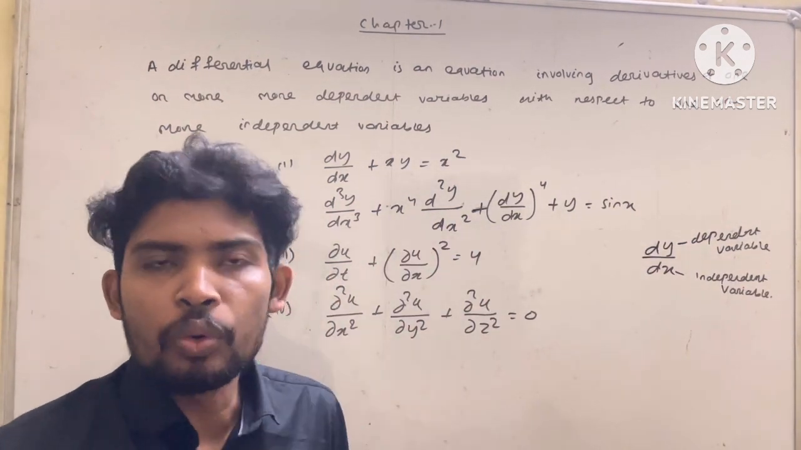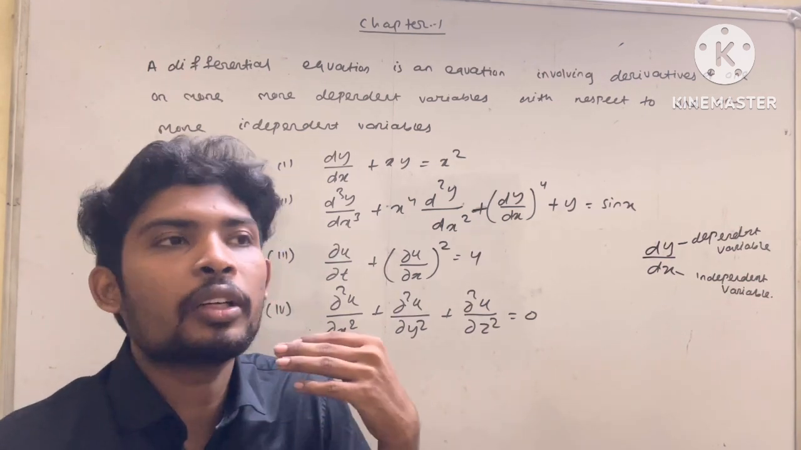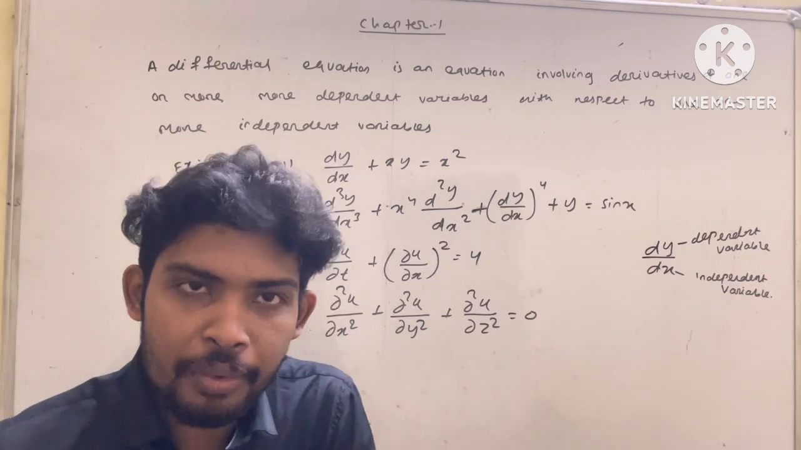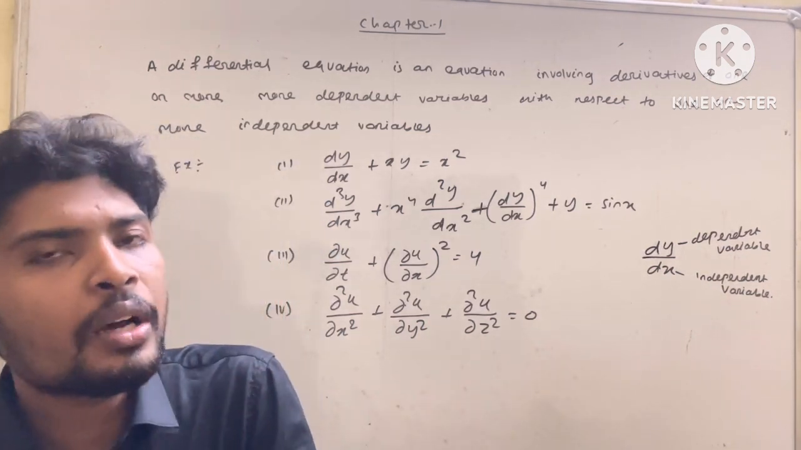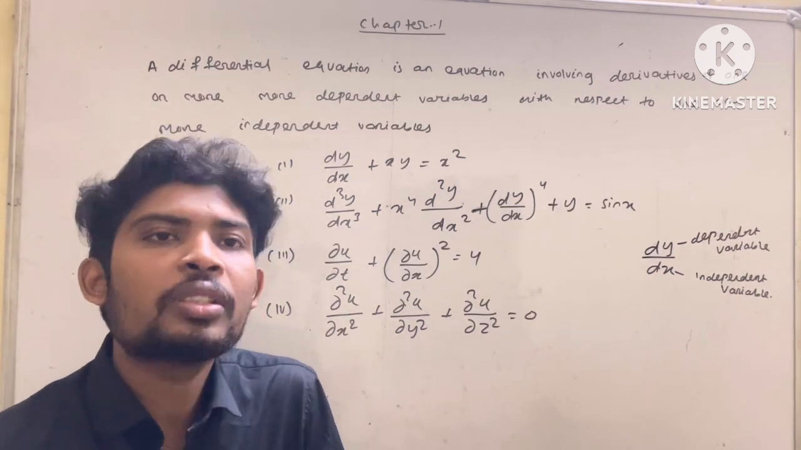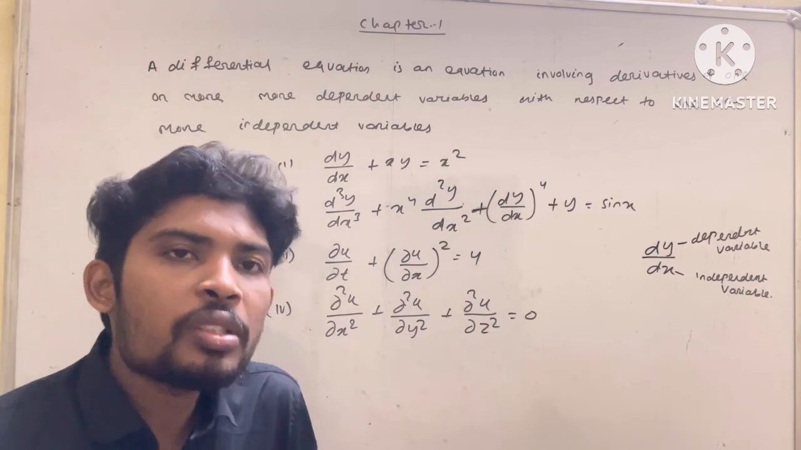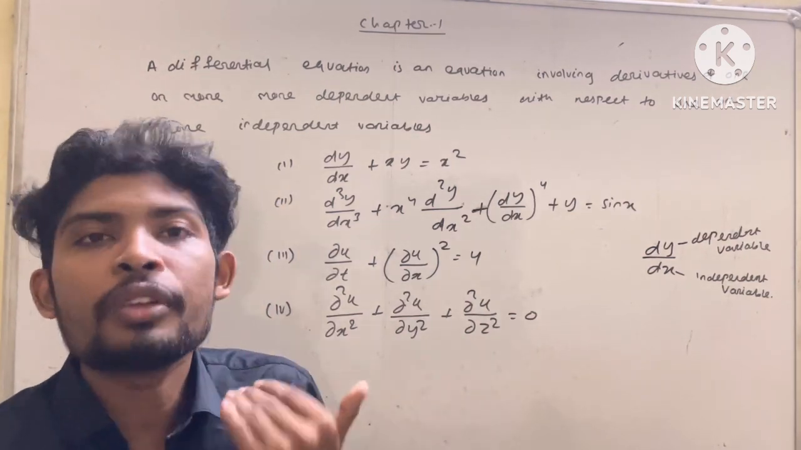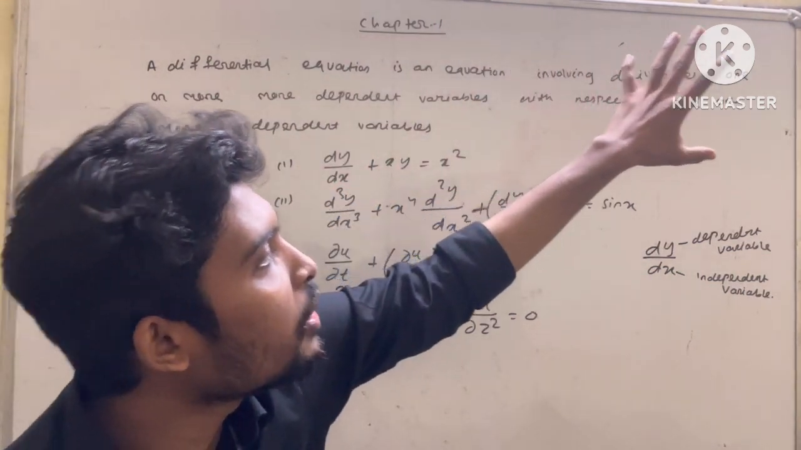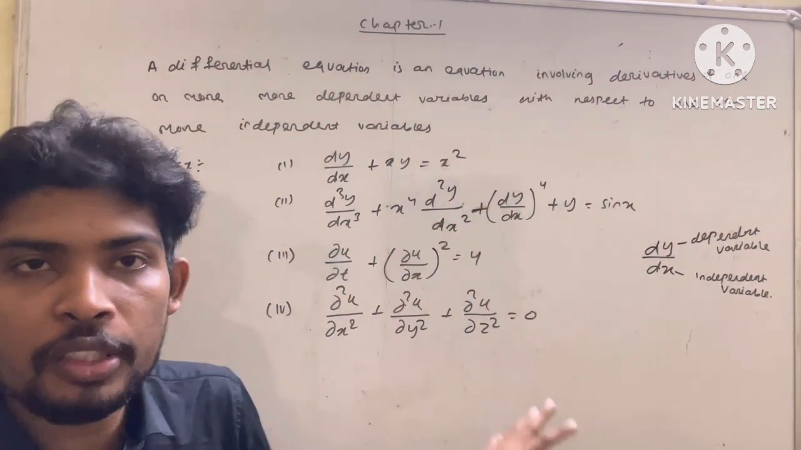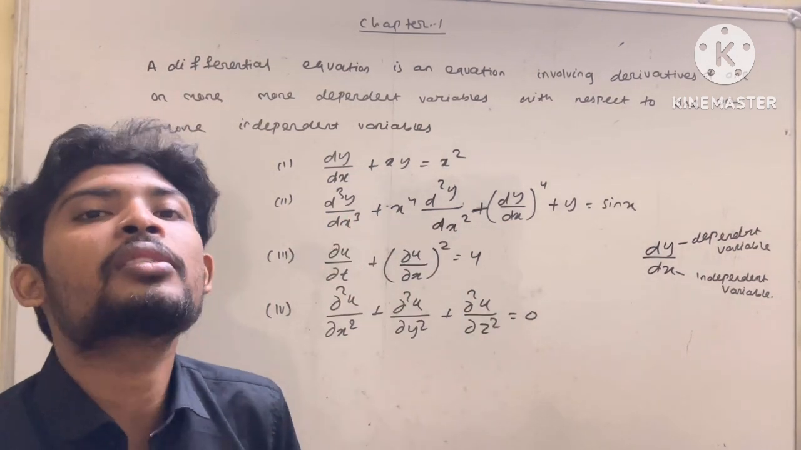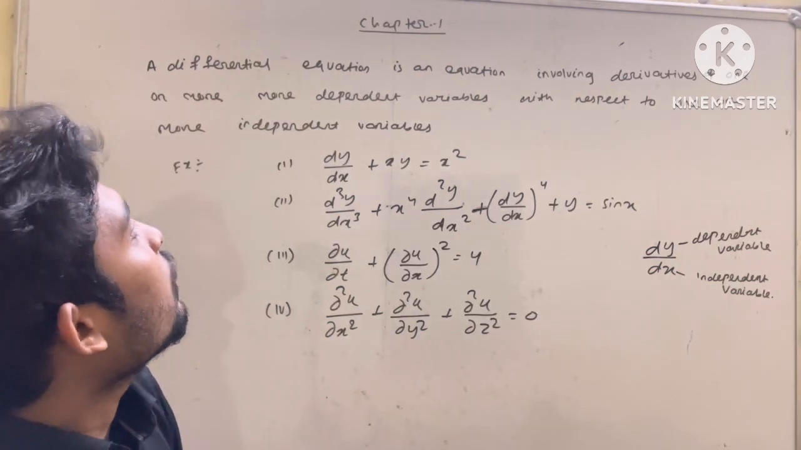So basically, you know what a differential equation is. In simple language, it means equations involving derivatives. It may be ordinary derivatives, it may be partial derivatives, and it is called a differential equation. Simple. What is a differential equation? The equation involving derivatives is called a differential equation. That is the definition I have to write here. That means a differential equation is an equation involving derivatives of one or more dependent variables with respect to one or more independent variables. That means y is the dependent variable and x is the independent variable, right?